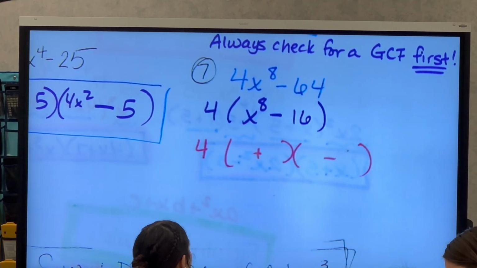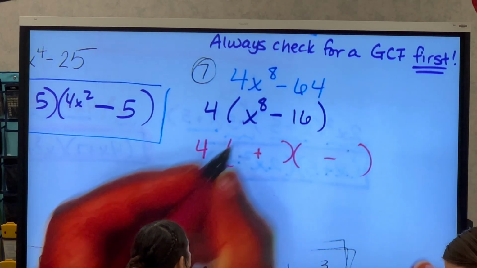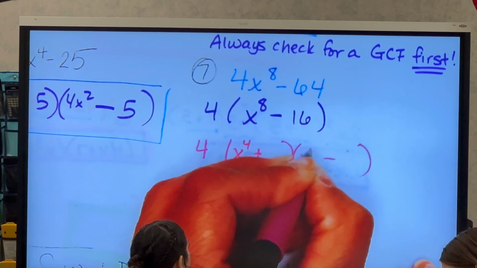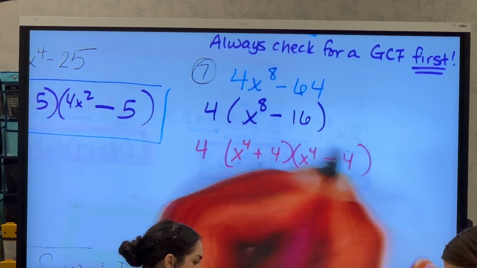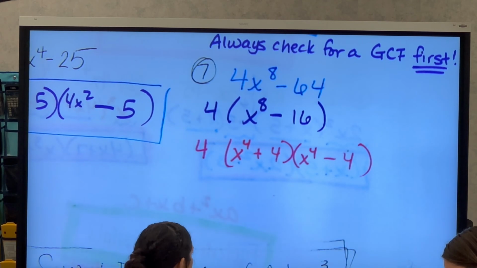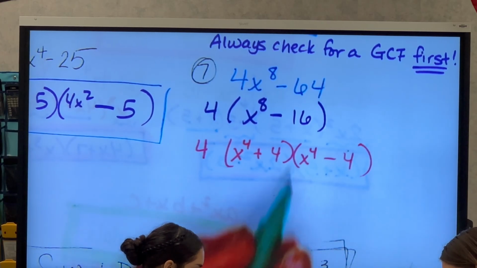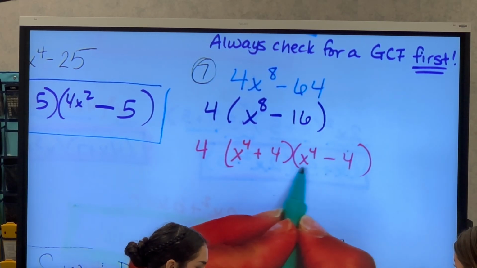So how would we split an x to the 8th though? X to the 4th. And what's the square root of 16? 4. All right. And then we need to check the difference. X to the 4th minus 4. Is this still factorable? Yes, it is.